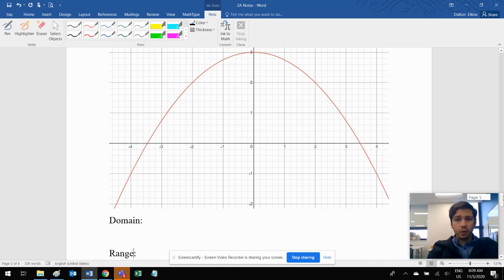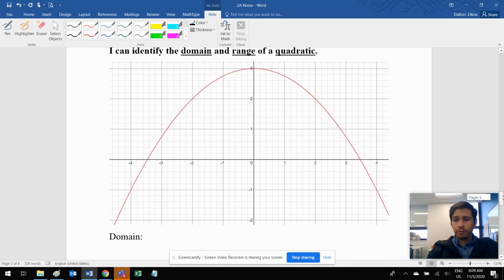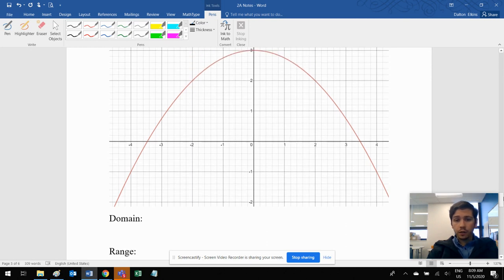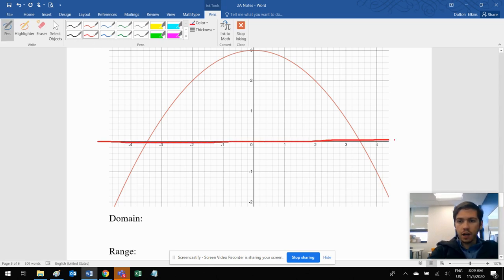Okay, let's say we're looking at a function and we want to identify the domain and range of this function. Once again, we are going to look for the domain first, which is look at the x values here. So I'm looking at all the values that will appear on this horizontal line as is.